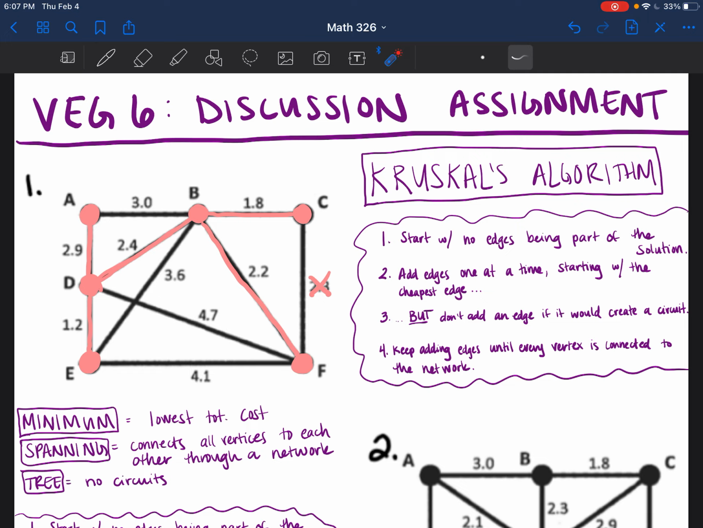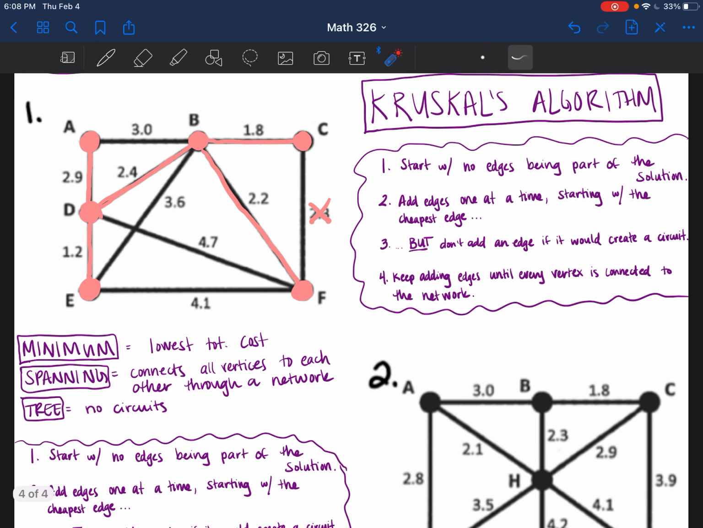used the lowest total cost. We started with the cheapest edge and went with every cheapest edge we could that doesn't create a circuit. And we've connected all the vertices to each other through a network. So that means you can get to any other vertex through our network from any vertex, which is good. And we don't have any circuits because you can never start and end in the same spot without going over an edge more than once. So we have successfully used Kruskal's algorithm to find a minimum spanning tree for this graph.